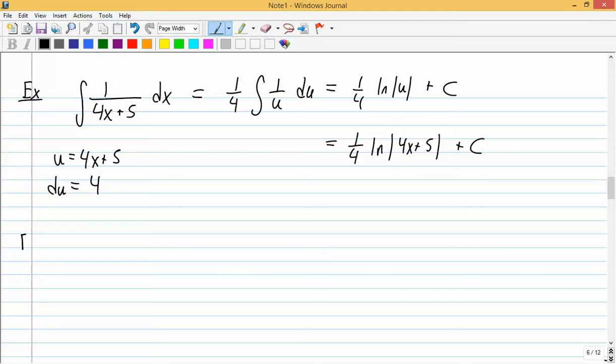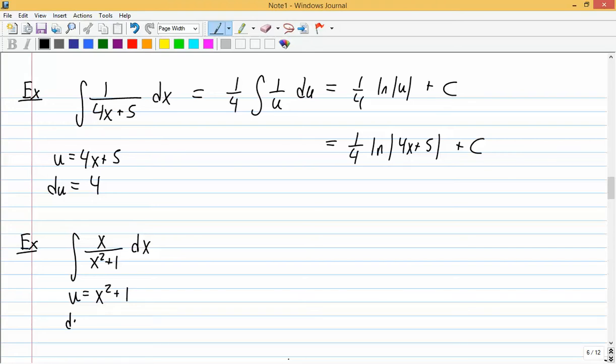Alright, so let's say that I had the integral of x over x squared plus 1 dx. So the first thing that should pop into our mind is, is this a natural log integral? To tell if this is a natural log integral, let the denominator be your u. So u equals x squared plus 1.